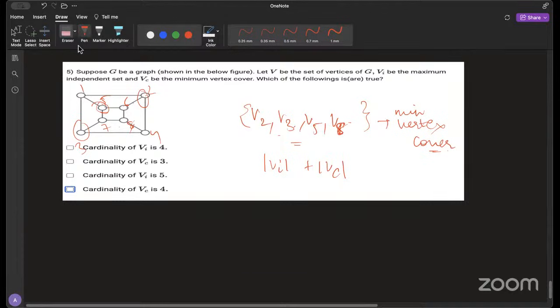Okay. Ma'am, ma'am, perfect matching of a graph.